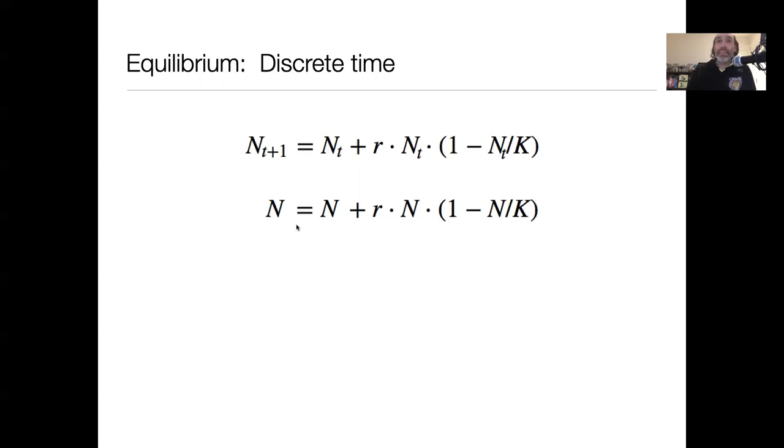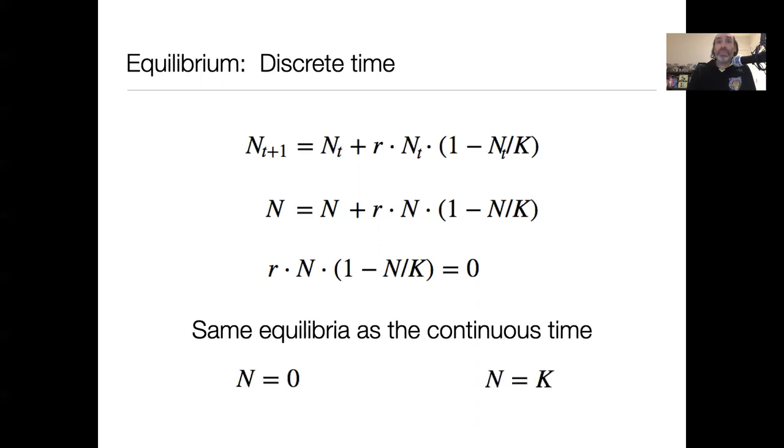That said, when we start solving this, if we subtract N from each side, we do get our N times 1 minus N over K equals zero. But that's just algebra. There's nothing magical there. And we end up with the same equilibria as the continuous time.